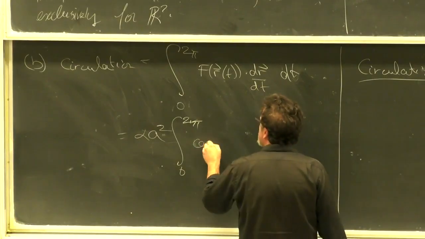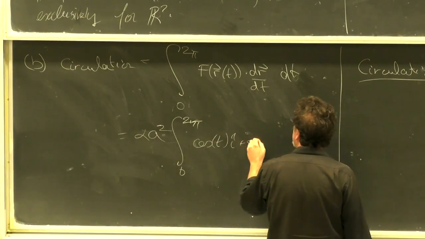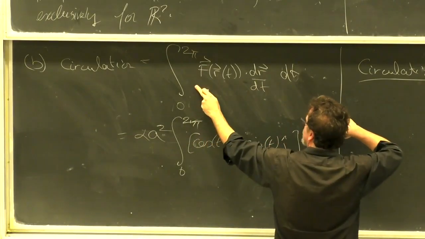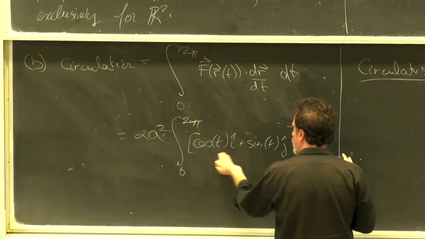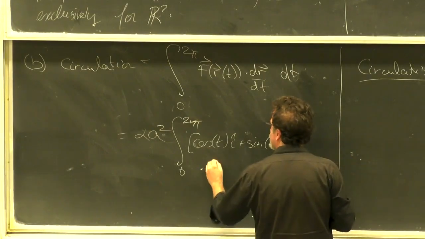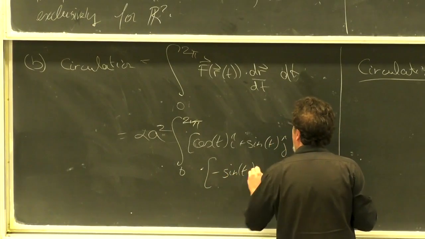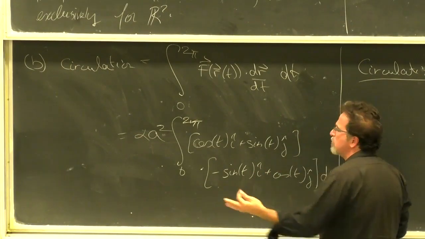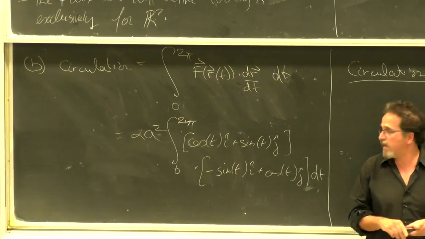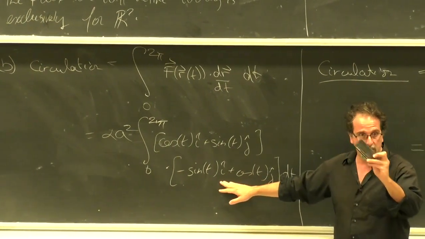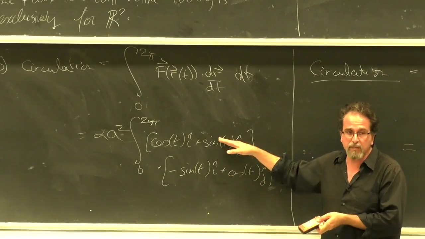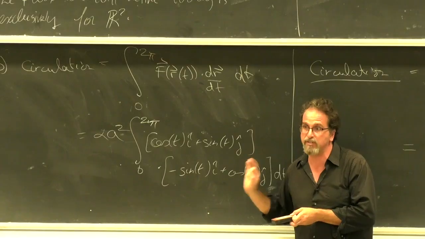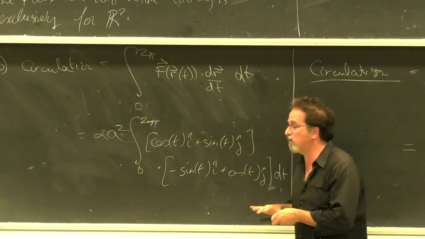I have cos t i hat plus sine t j hat. That's associated with the F vector. This is radially pointing outward along the curve, dotted into negative sine t i hat plus cos t j hat integrated along the curve. And I don't have to do another ounce of work here, because this is tangent to the circle. This is perpendicular to the circle. Therefore, they're perpendicular to one another. Therefore, at every point along the curve, these are 0. Therefore, the integral of 0 is 0, and this thing is 0.